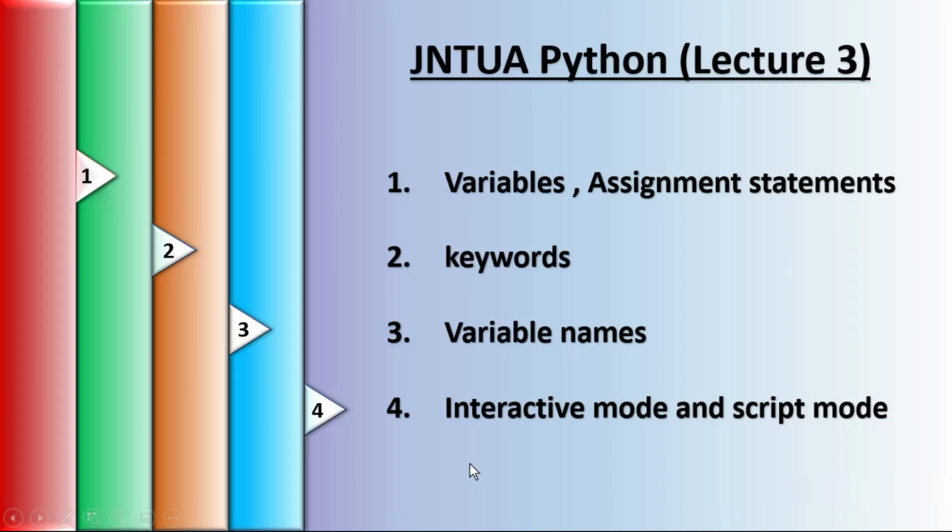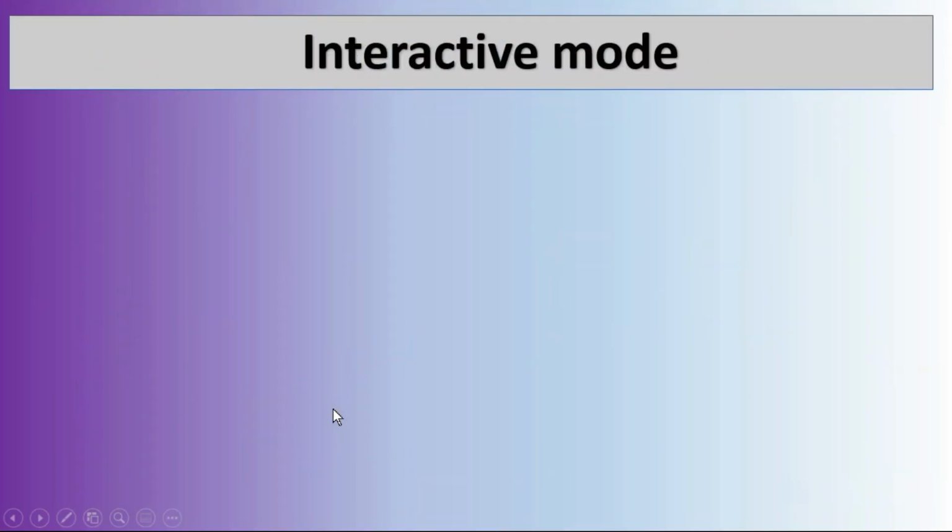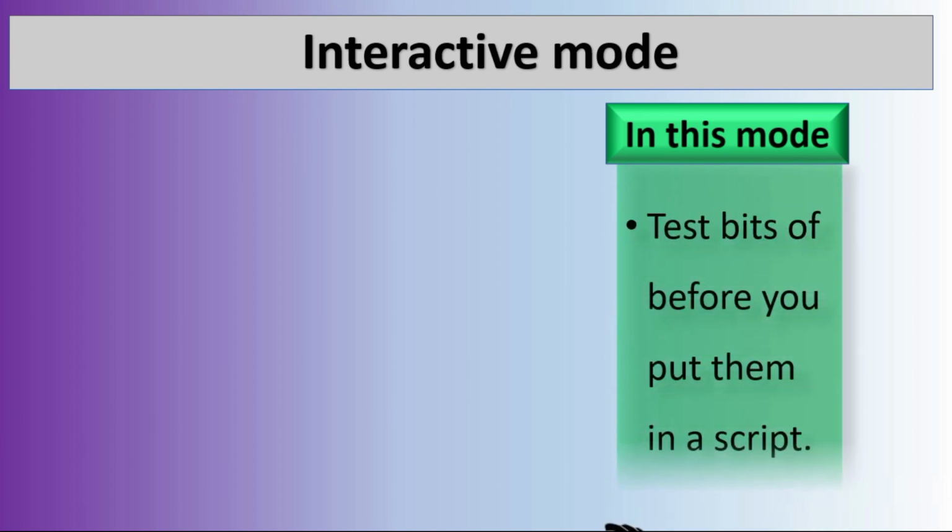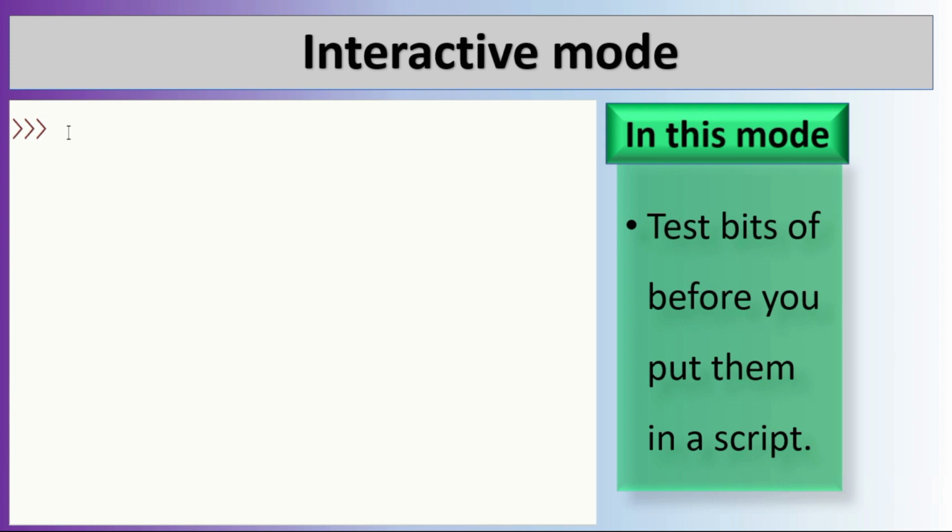Coming to the fourth topic, interactive mode and script mode. In this mode, we are testing the bits before you put them into a script. Suppose you are writing code, okay? So you have to check whether it is a good statement or a bad statement. So you will check directly by using interactive mode, just like this. Consider marks 75. Consider total marks 100.